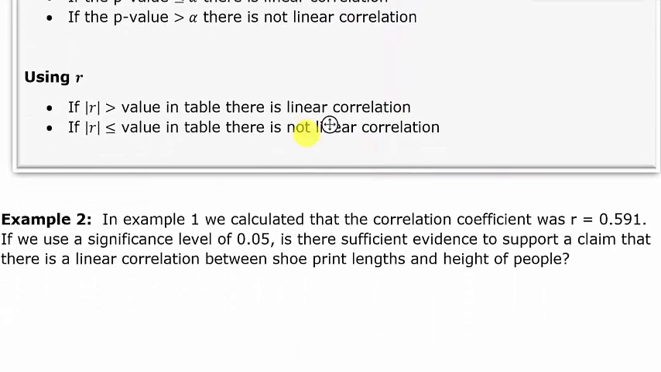If you want to use R, there is a table that I'll show you, and from the table, if the absolute value of the R that you calculate is greater than the value in the table, then that would make the conclusion that there is linear correlation. If the absolute value of the R that you calculate is less than or equal to the value in the table, then there is not linear correlation.